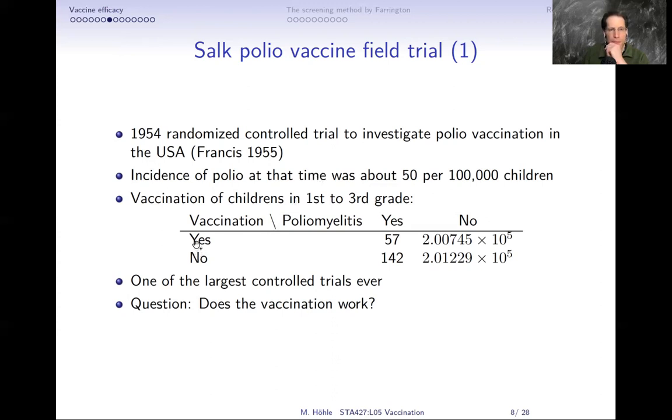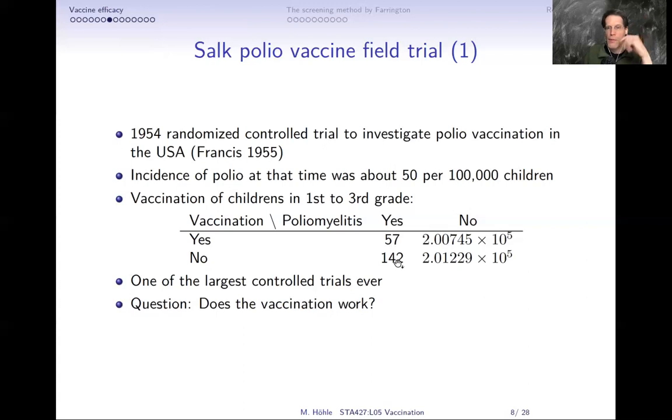So we have the two groups, those who were vaccinated, yes, and those who are not vaccinated. And then we have here if they got the disease, yes and no. So there were about 200,000 in the vaccinated group, and about 200,000 also in the non-vaccinated group. And 57 of those who were vaccinated became infected with the disease, and 142 did not.